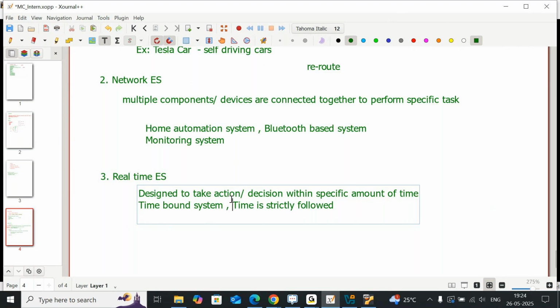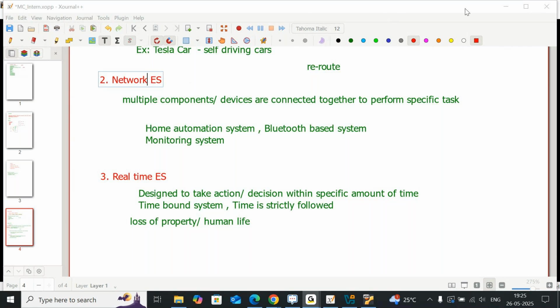In case the embedded system is not able to respond immediately within the specified amount of time, there may be a loss of property or human life. So can you give some examples of a real-time embedded system? ECG, good. CCTV, okay, I can consider that as a networked embedded system. Surveillance cameras. Airbags in a car, yes, that's a very good example. I can take airbags.